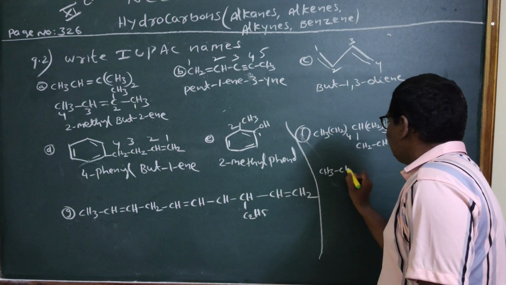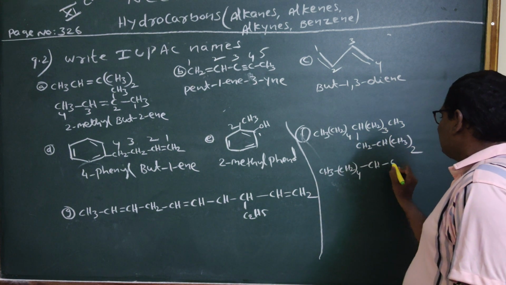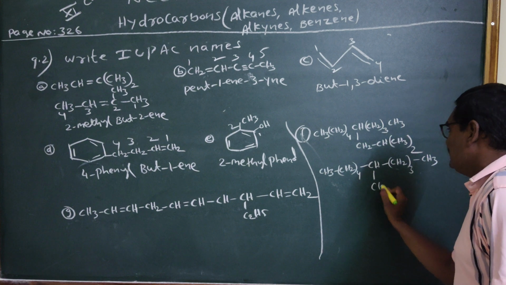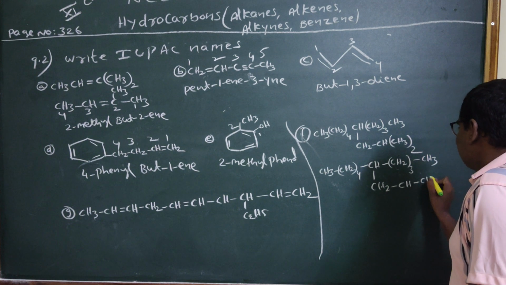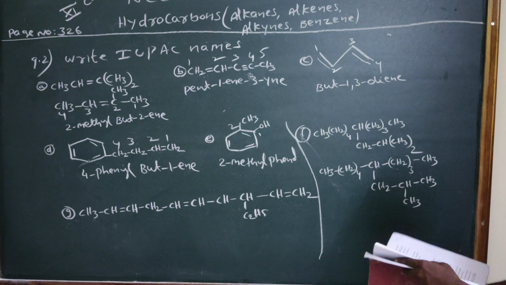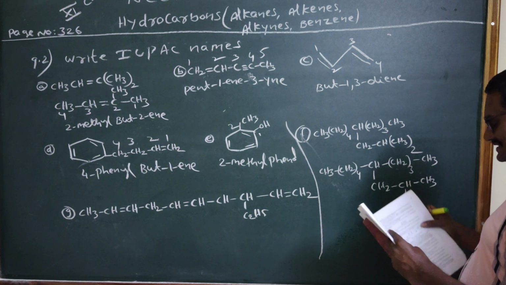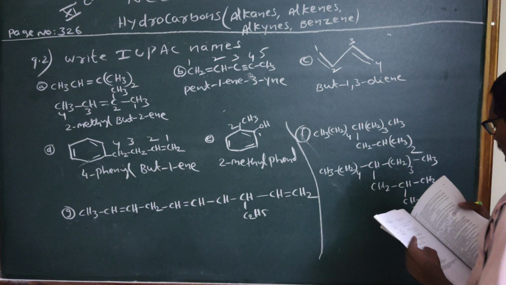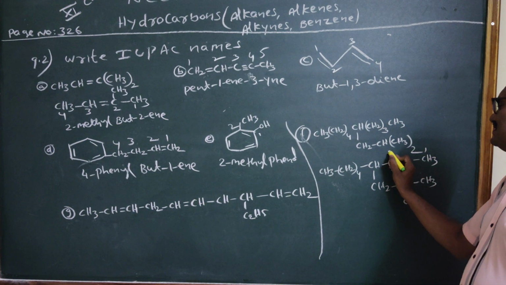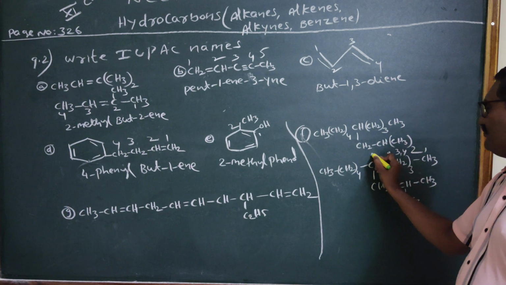Here the structure is CH3, CH2, CH, CH2, CH3, CH2, CH, CH3, CH3. So the numbering: the first place has 3 carbons, which means 1, 2, 3, 4, next 5.